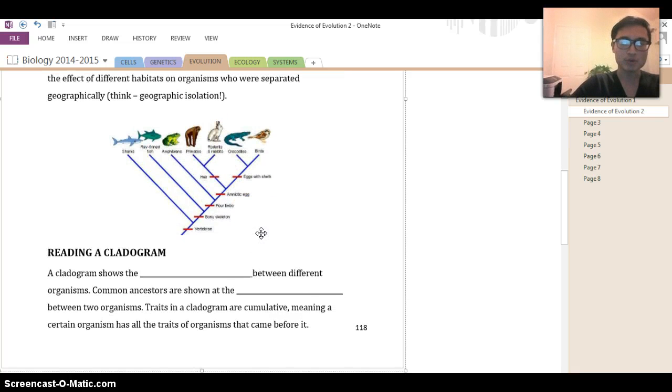Okay. Now with these cladograms, what we're going to look at is the evolutionary relationships between different organisms. So let's go ahead and jot that down. So we're looking at relationships, particularly the evolutionary relationships. How are we all related together? For some reason, I cannot type relationships. Okay. How are we all related together?